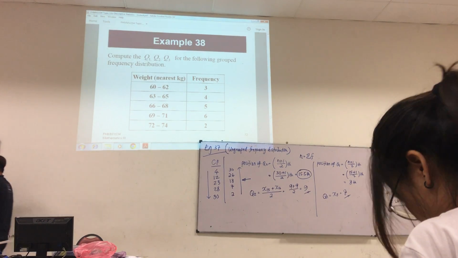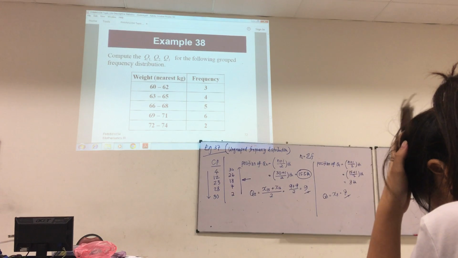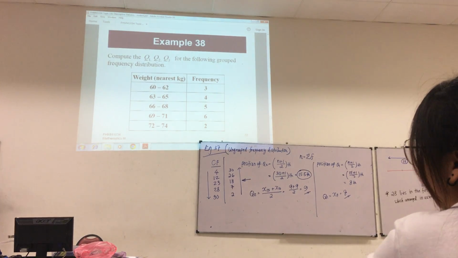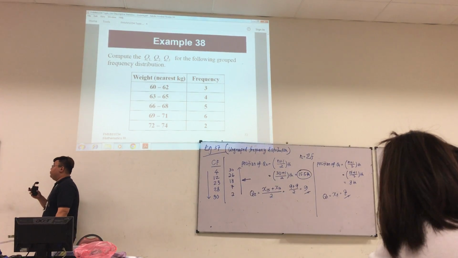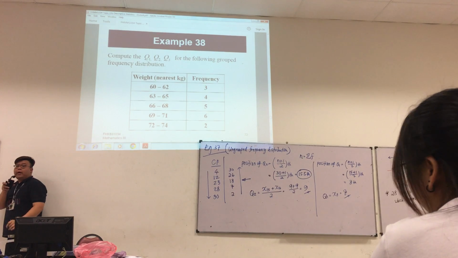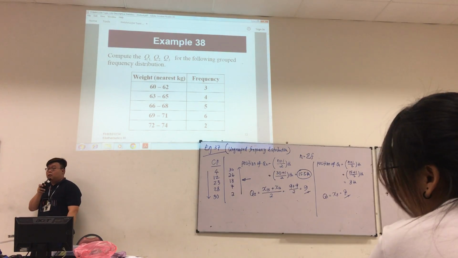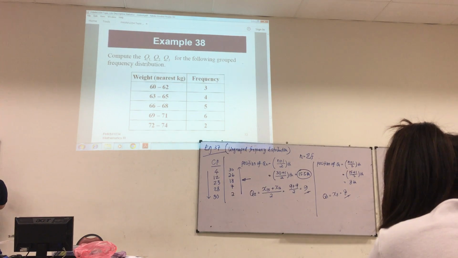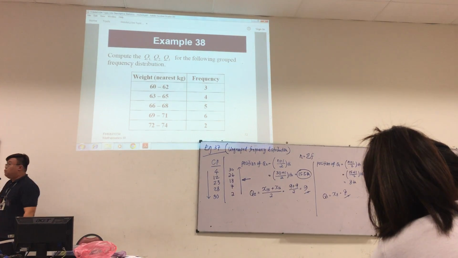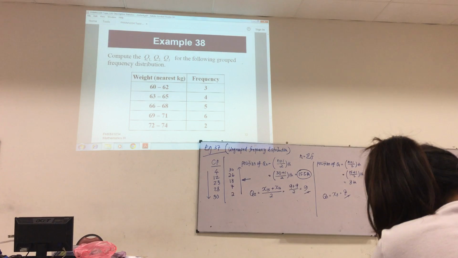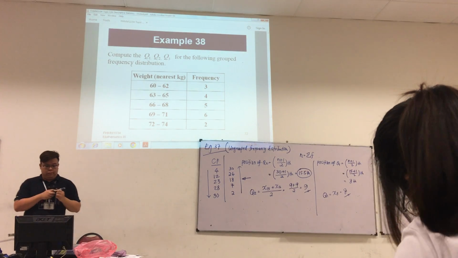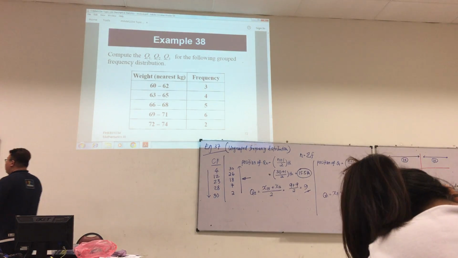FQ, the frequency of the Q1 class, will be 4. Position of Q1, n divided by 4, is actually 5. We will plug it into the formula later on. And summation of FQ minus 1, the cumulative frequency before the Q1 class, is 3.